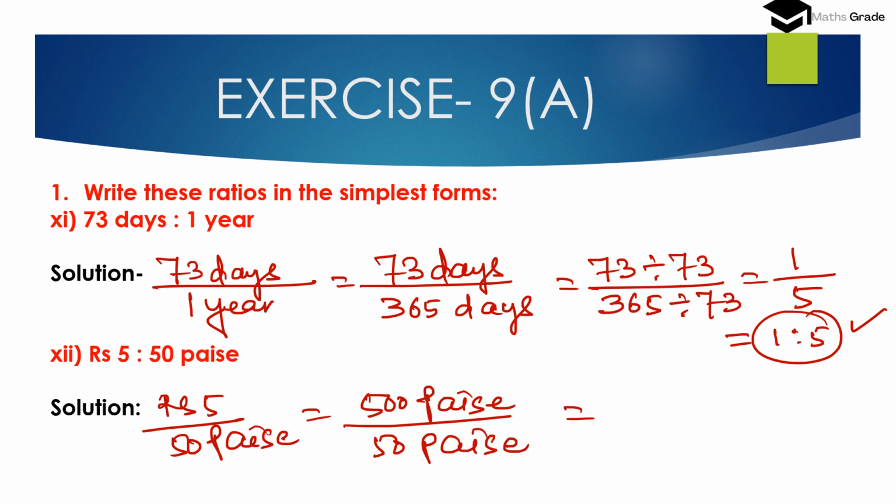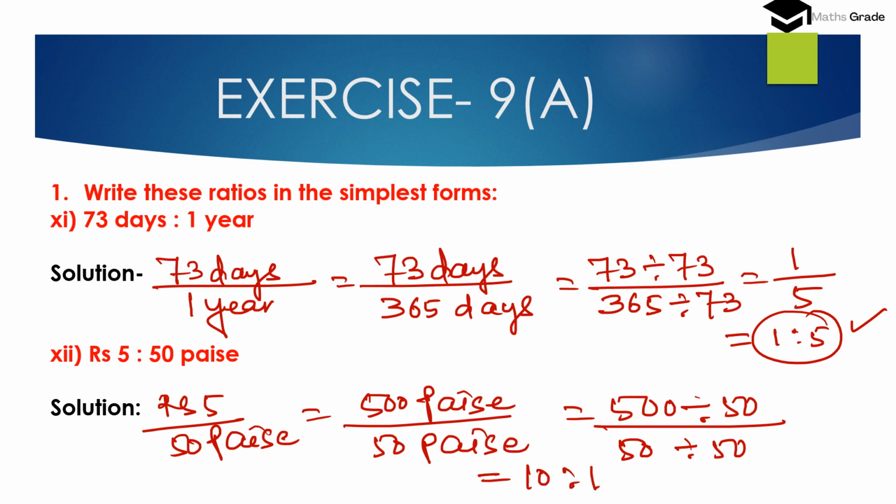And between the antecedent 500 and the consequent 50, 50 is the common ratio. So we divide the antecedent 500 by 50 and the consequent 50 by 50. Now 500 divided by 50 is 10, and 50 divided by 50 is 1. So we get 10 is to 1, and 10 is to 1 is the simplest form of the ratio 5 rupees is to 50 paisa.